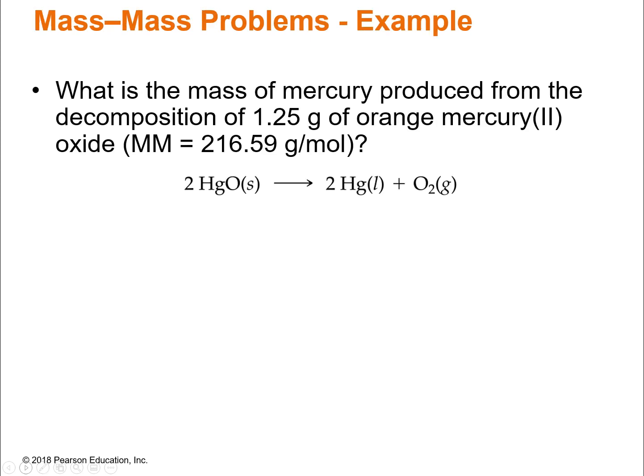I'll give you an example of a mass-to-mass problem. So I'm using the example from the video, and then we'll do some more problems together. And this is a mass-to-mass problem. What is the mass of mercury produced from the decomposition of 1.25 grams of orange mercury 2 oxide? So this is the same equation that we've been working with, and I did that by design. So we already have an idea of how to write the mole ratios for these. We're familiar with them. Now we can add on to it.